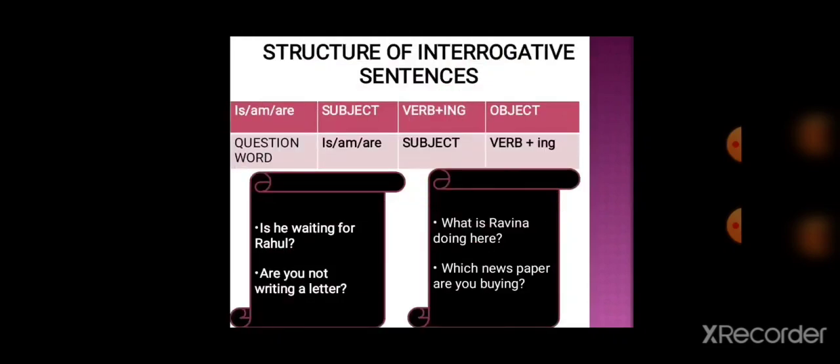Now interrogative sentences, these questions. Here there are two types of questions. The first type begins with the auxiliary verb, that is is, am or are, then we use the subject, then the present participle, and then the object. For the second type of question, which begins with a question word, we use the question word first, then is, am or are, then the subject, and then the present participle. For example, is he waiting for Rahul? Are you not writing a letter?